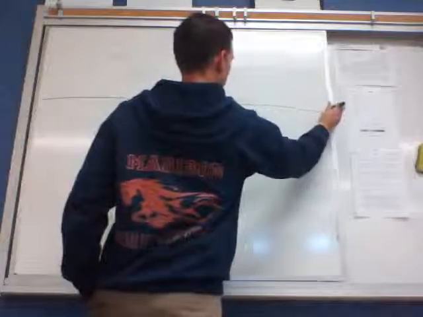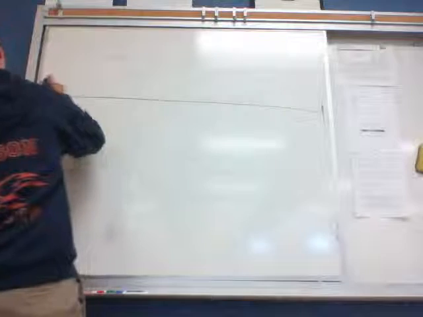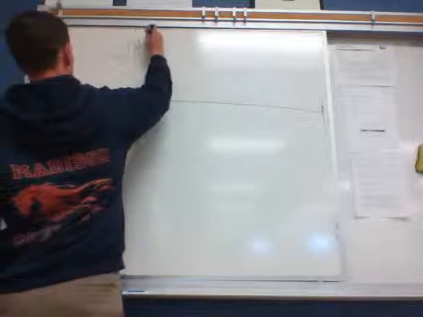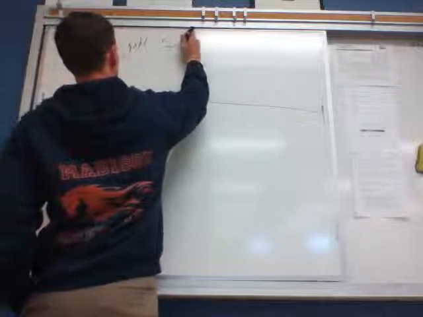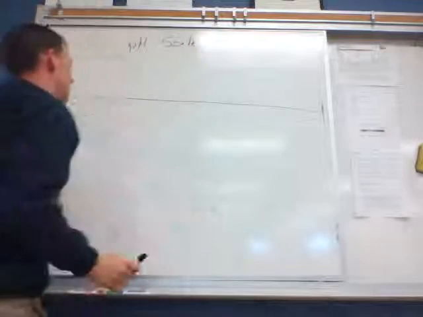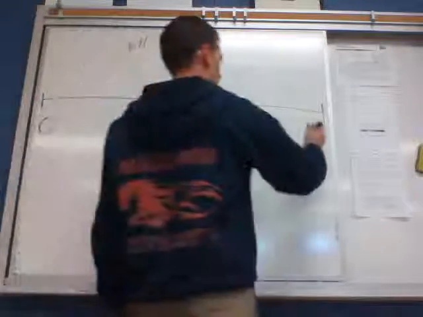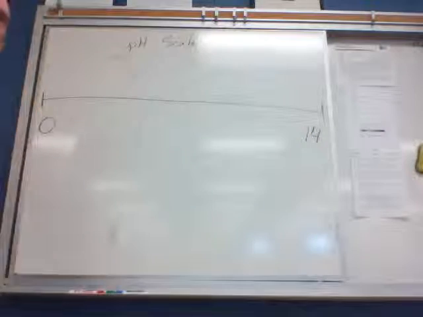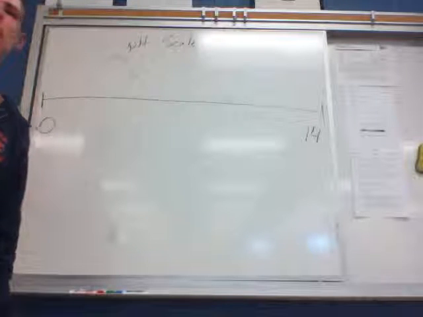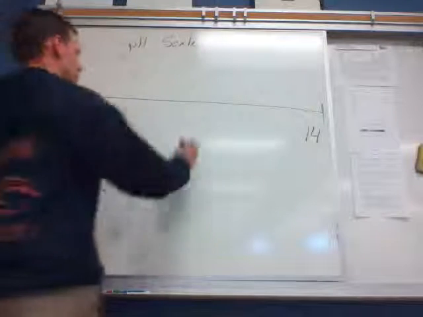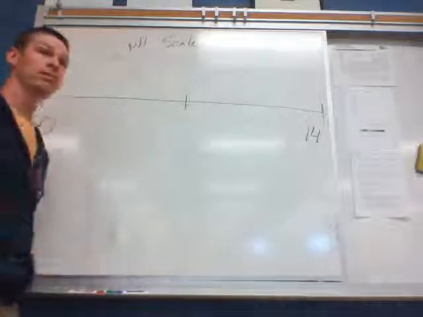It's called the pH scale. And it's a scale that runs from 0 to 14. So what number's right in the middle of my pH scale? What? 7.